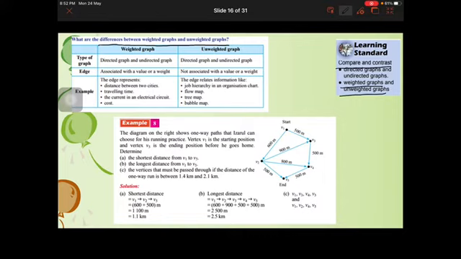Okay, now if you can remember in the previous lesson that I explained just now, there is no writing on the beside the edge. For example, if you can see in the diagram example 8, there is something written at the edge. It can be distance, it can be time, it can be anything. So this is what is called weighted graph.